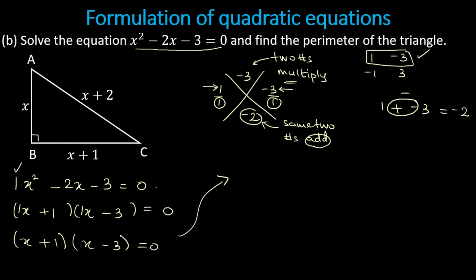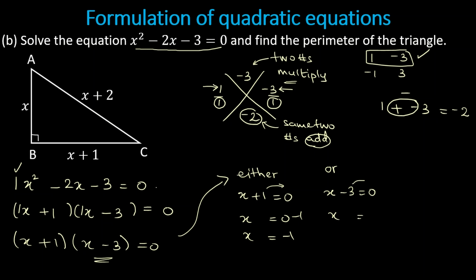I continue here. Now I have to equate each factor to 0. We say either the first factor, which is x plus 1, equals 0. This gives x simply as 0 minus 1, x is negative 1 here, or the second factor, which is x minus 3 equals 0. So this gives x as 0 plus 3. This gives x as 3.